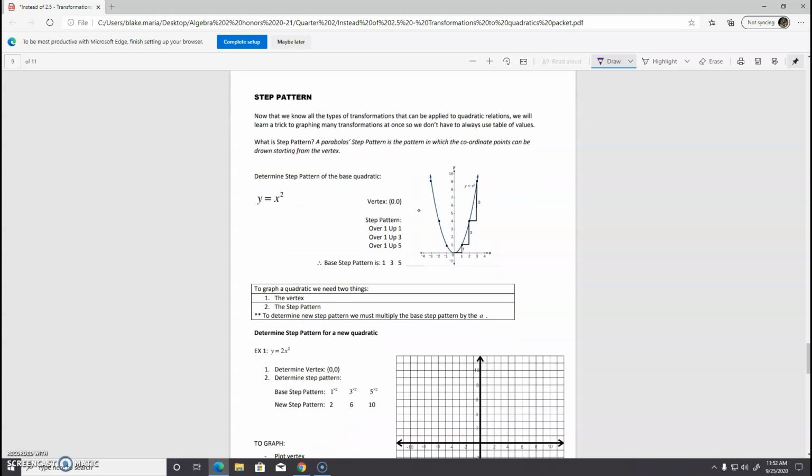If you think about the y equals x squared function, which I know you've written a million times.